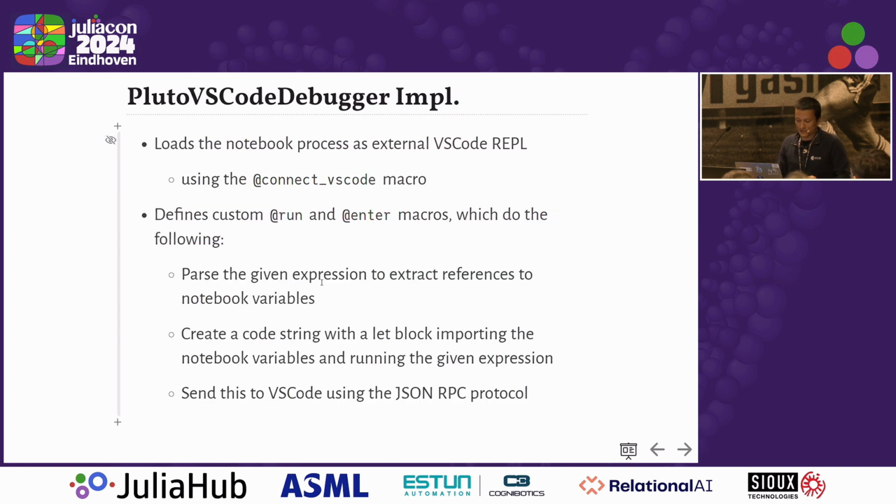The PlutoVSCode integration is very easy. You just connect it with the macro that I will show you, and then you can do run or enter like you do in VS Code to enter the debugger. Internally, it basically sends a call to VS Code using the JSON RPC protocol.